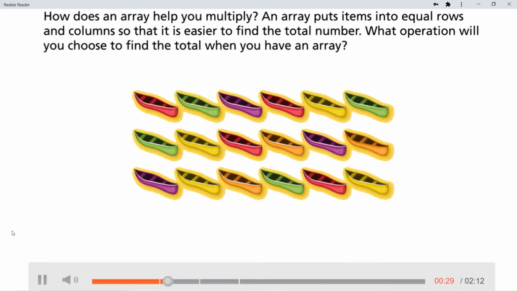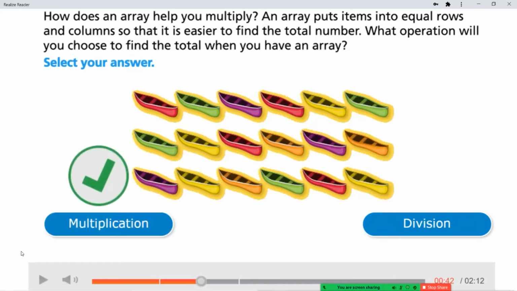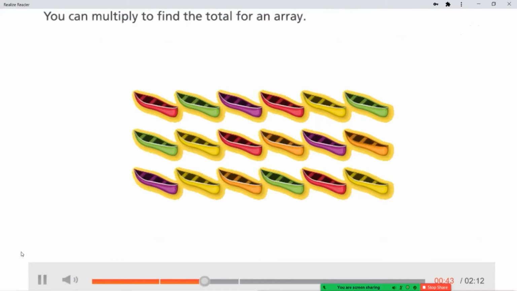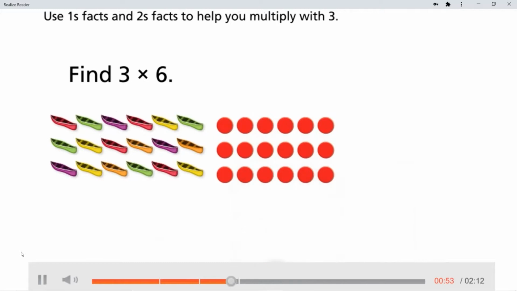How does an array help you multiply? An array puts items into equal rows and columns so that it is easier to find the total number. What operation will you choose to find the total when you have an array? Select your answer. You can multiply to find the total for an array. Find 3 times 6. Use 1's facts and 2's facts to help you multiply with 3.